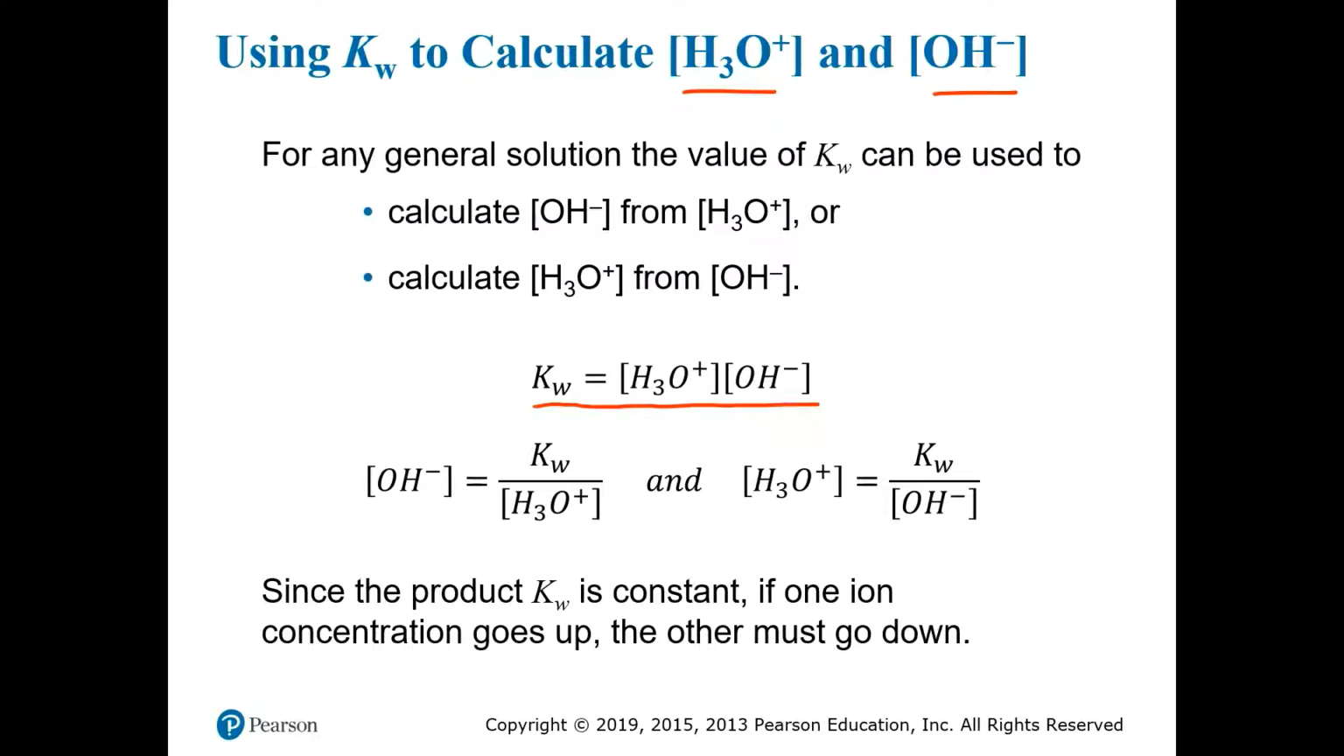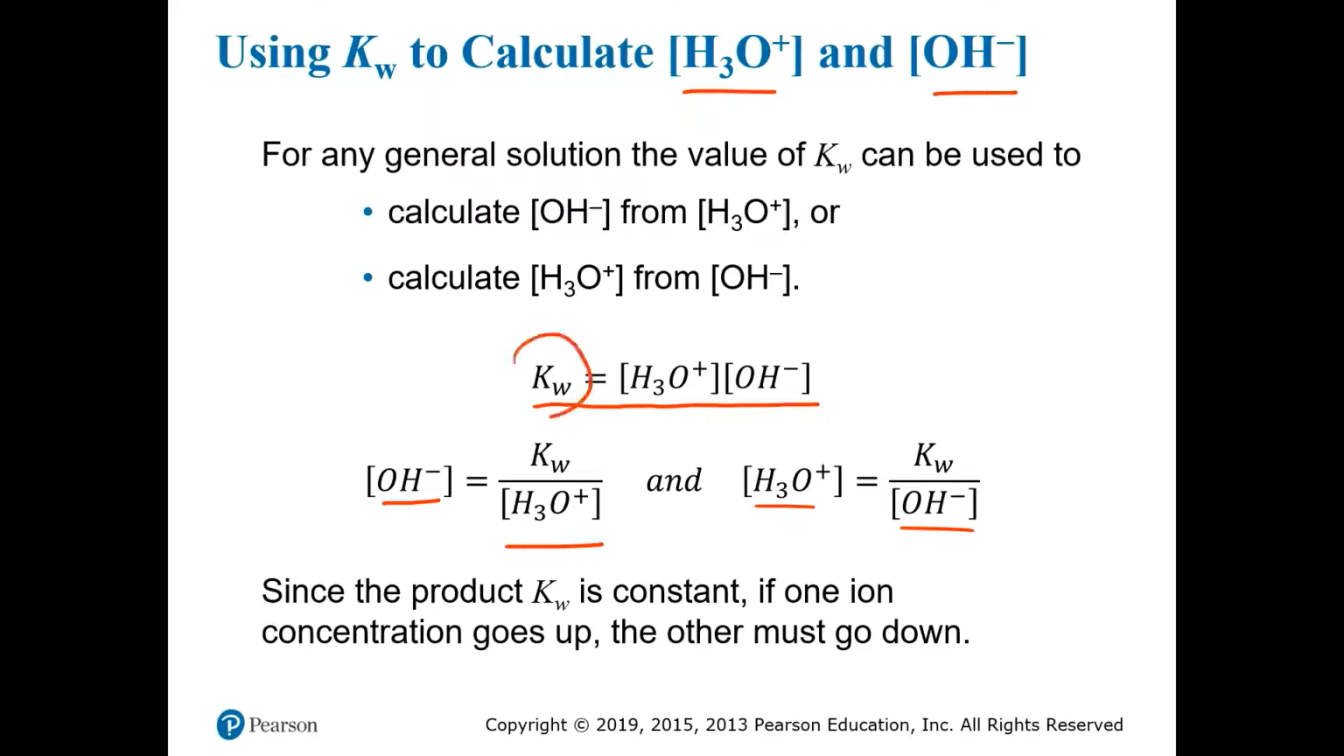And therefore, if we know the concentration of one ion, we can solve this equation to calculate the concentration of the other. If we know hydronium, we can take Kw over the hydronium concentration and calculate hydroxide. If we know hydroxide, we take Kw over the hydroxide concentration and calculate hydronium.